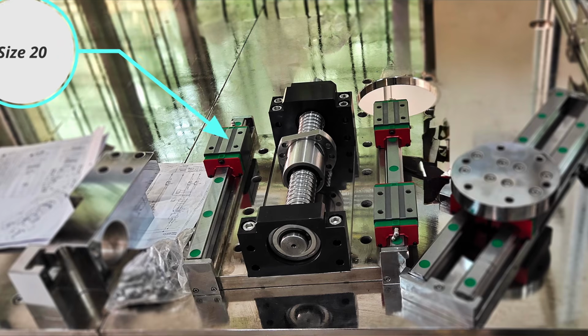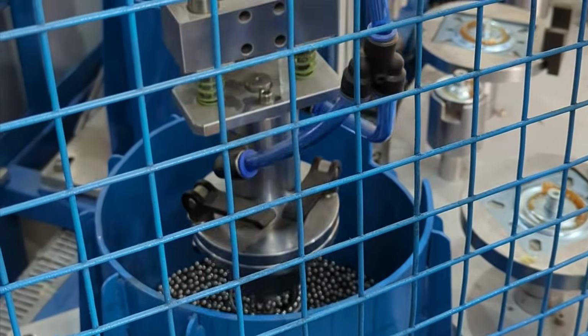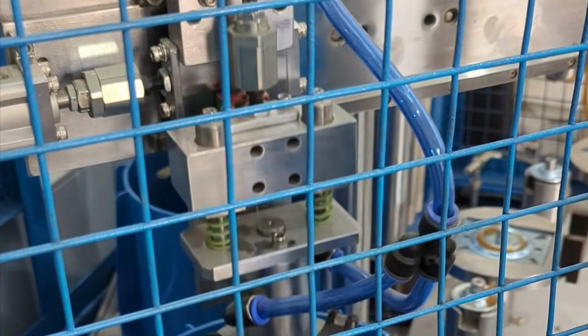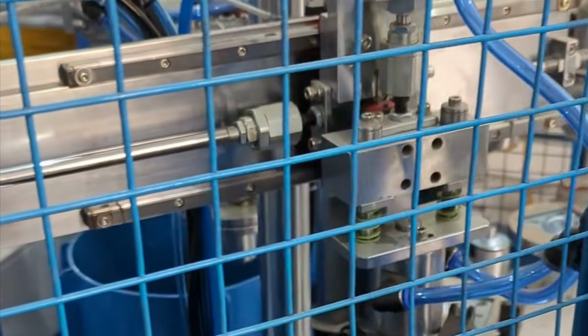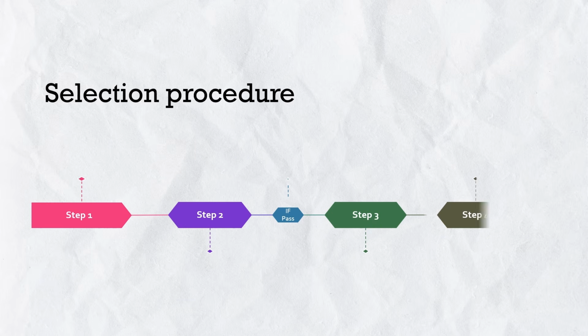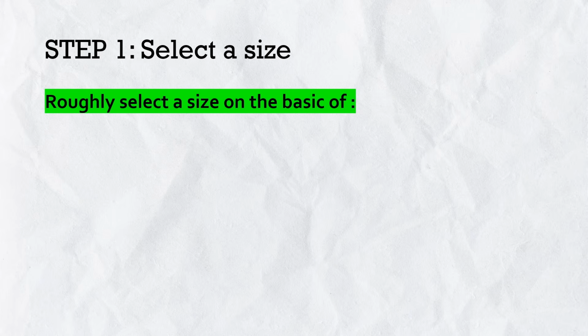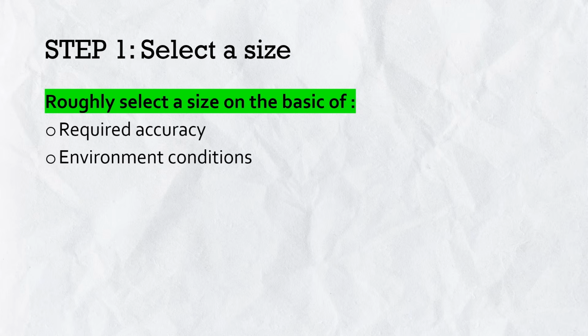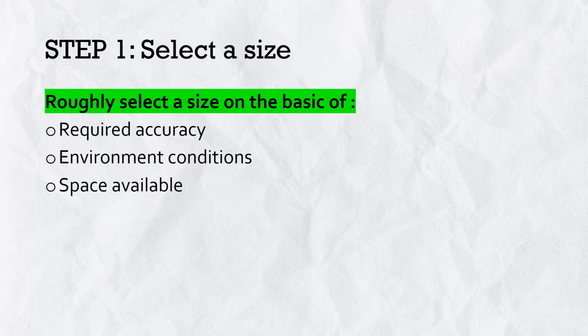In general, we define the LM guideway size according to their height or width, like 15, 20 or 25 and so on. For high precision motions, we can use the preloaded guideway. LM guideway are also available with the standard clearance for general applications. But the question is how to make the selection of LM guide for an application. At the very first, we have to make a rough selection of LM guideway according to the required accuracy, environment, and most importantly, where we are going to use the LM guide, how much space is there, and how many LM blocks we want to use.